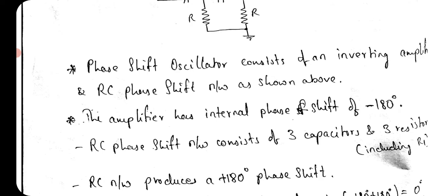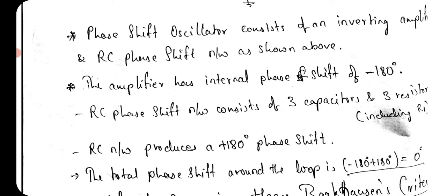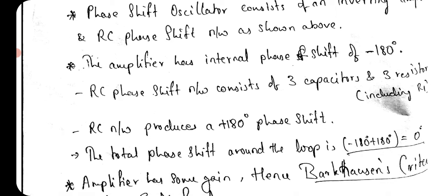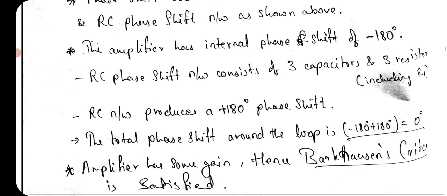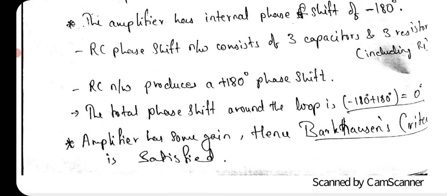Minus 180 plus 180. Plus 180 is from the RC network. Minus 180 is with the op amp. So minus 180 plus 180 will give you 0 degrees. Now the RC phase shift network consists of 3 capacitors and resistors, including R1. Yes, the RC network produces plus 180 degrees. The total phase shift around the loop is minus 180 plus 180, equal to 0 degrees. The amplifier has some gain, hence the Barkhausen criteria is satisfied.